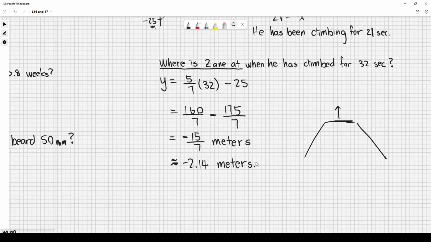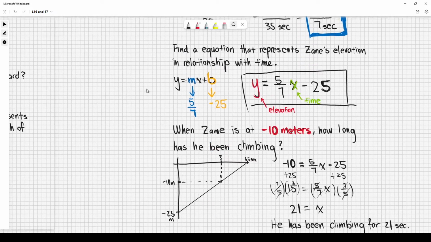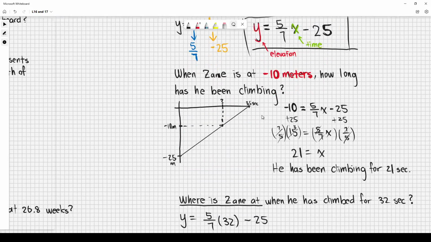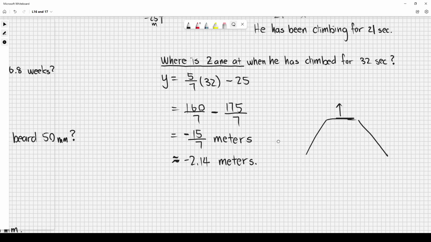So this one is realistic because when you talk about elevation, it can be negative. The graph shows that, it can be negative, but time cannot be negative. And that's essentially it.